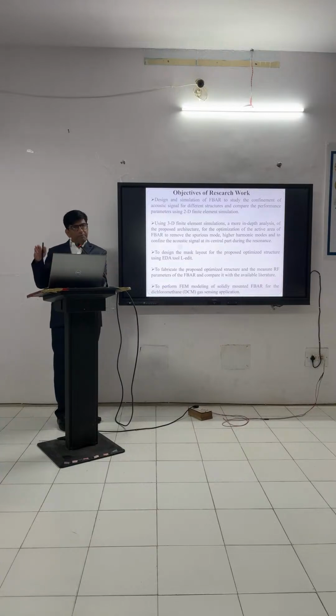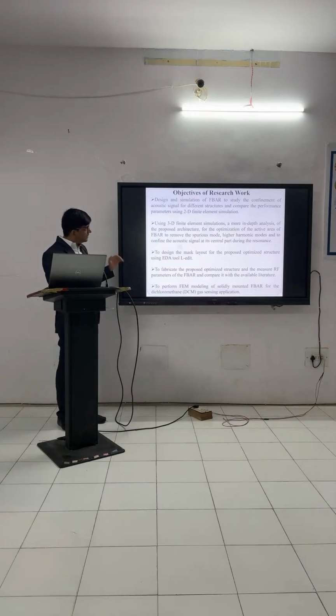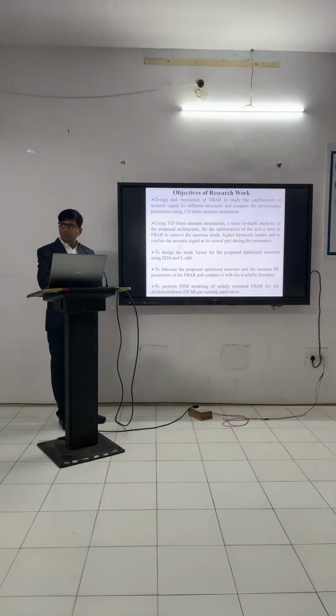So how you can optimize your device by designing a 2D device, and then once our device is optimized we can go to 3D simulation. So we will see how we use this simulation process to optimize the device. Then we have to use 3D simulation, because we can't remove the spurious mode and high harmonic mode with the help of our 2D device simulation. The 3D device gives the exact response of your fabricated device. So we will see how to do the 3D simulation for our acoustic resonator.